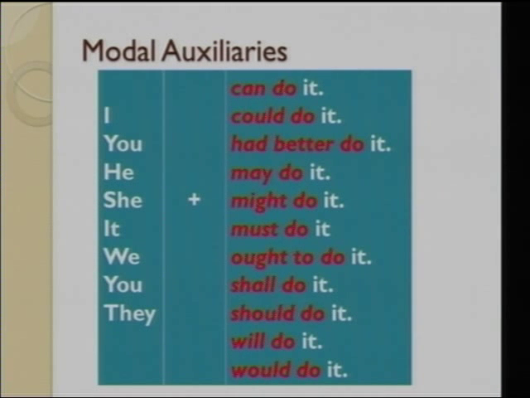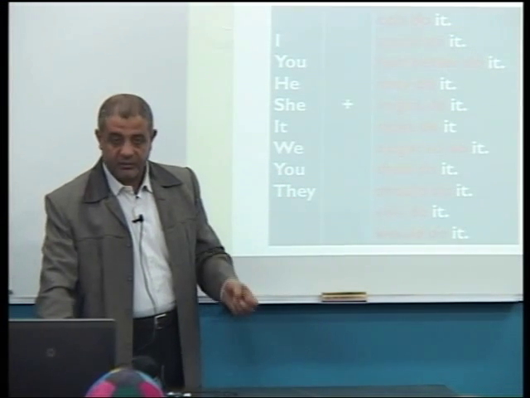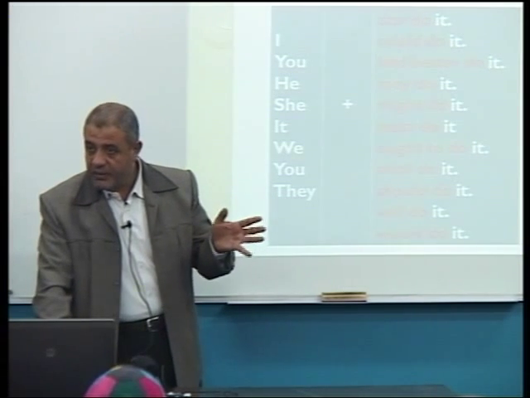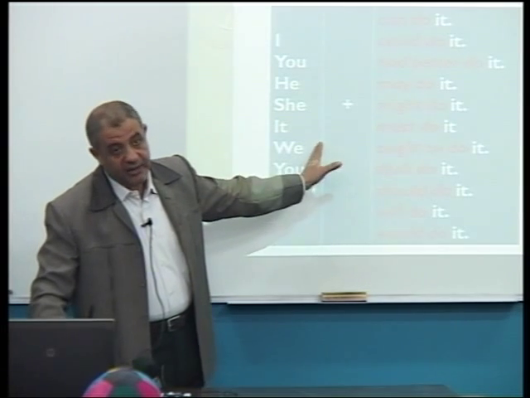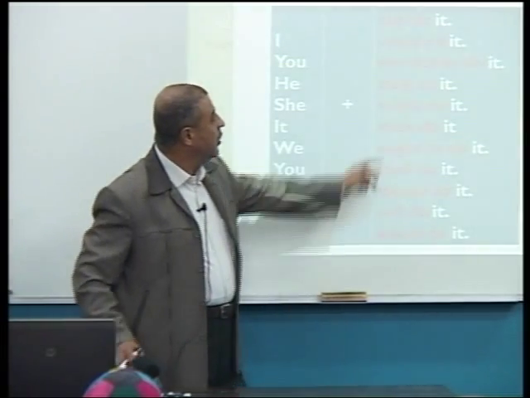Look at the examples. These are called what? Subject pronouns, or personal pronouns, right? Good. Now, usually with lexical verbs, I say I live, you live, he lives, she lives. But look, I can do, you, he, she, it, we, you, they. So they have what? They have the same form, the same shape. They are not changed according to pronouns, like other verbs, the main verbs or the lexical verbs. And they are always followed by what?